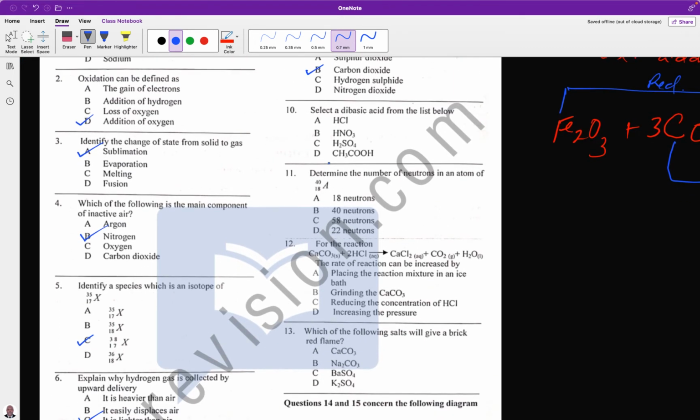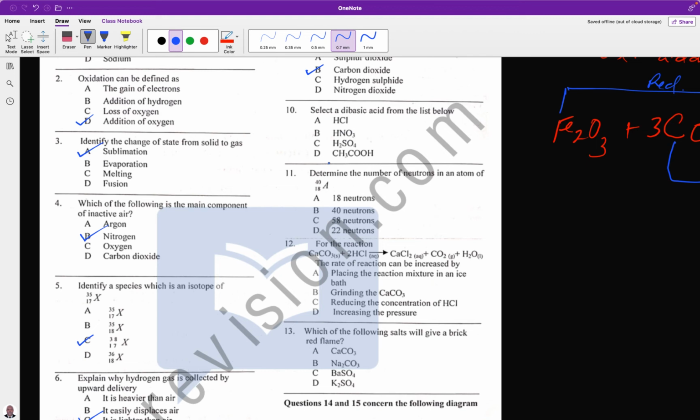Question number 10. Select a dibasic acid from the list below. We have hydrochloric acid, nitric acid, sulfuric acid, and ethanoic acid. What is a dibasic acid? That is the thing you have to know before answering the question. Sorry, you have to think critically. What is a dibasic acid? A dibasic acid is an acid that has two hydrogen atoms.